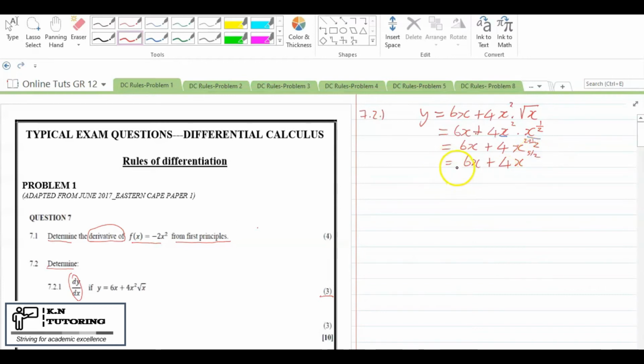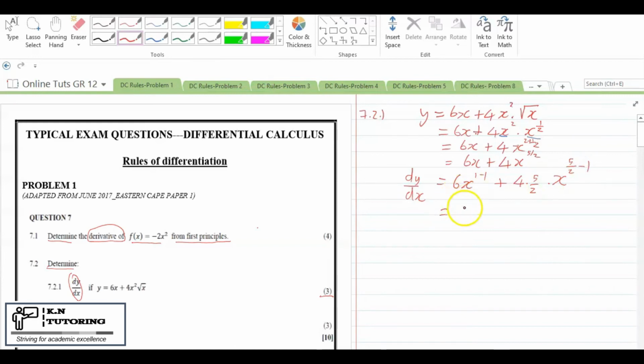Okay, now that everything has been simplified, we can start applying rules of differentiation. And we know that the notation allowed for this problem is dy/dx. This means that we are differentiating y in terms of x. So this will be 6x, we take the exponent which is 1, we minus 1, plus we take the 4, multiply it by the exponent which is 5 over 2, multiply by x, and take the exponent 5 over 2 and minus 1.